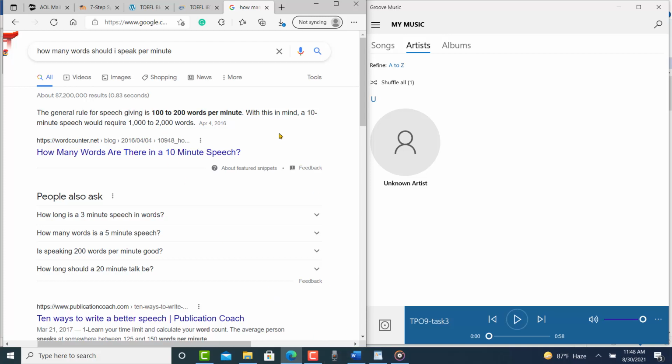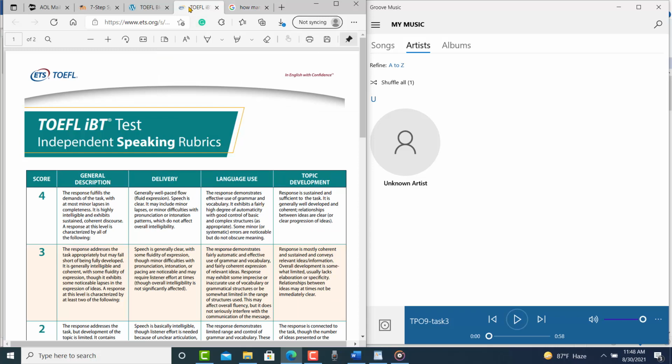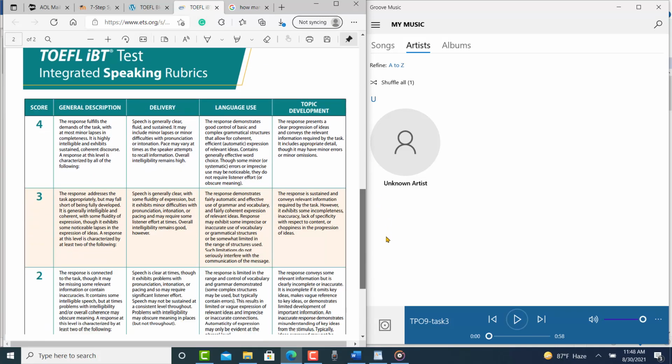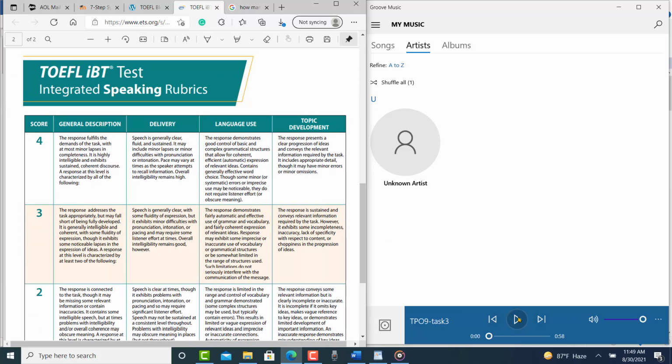Okay, so let's get started with your practice. I have the rubrics here for the integrated speaking task. Here we go. The reading passage explains a concept called the establishing shot. It's an image showing at the beginning of the movie which can provide the context of the movie, so viewers can understand the movie easily and quickly.